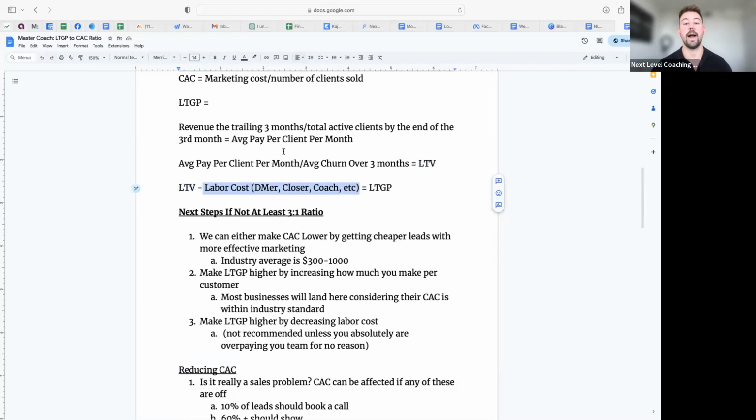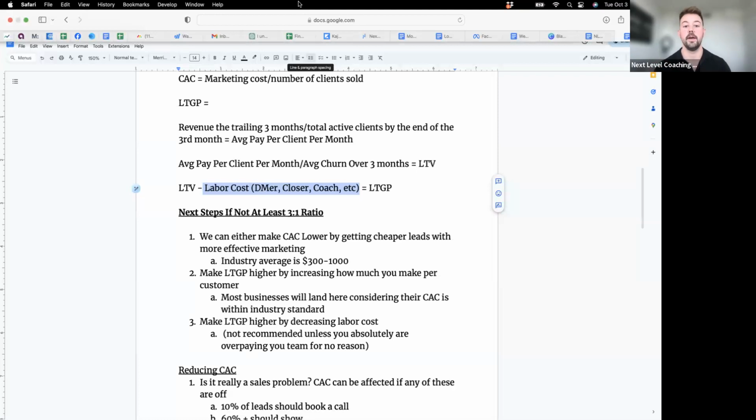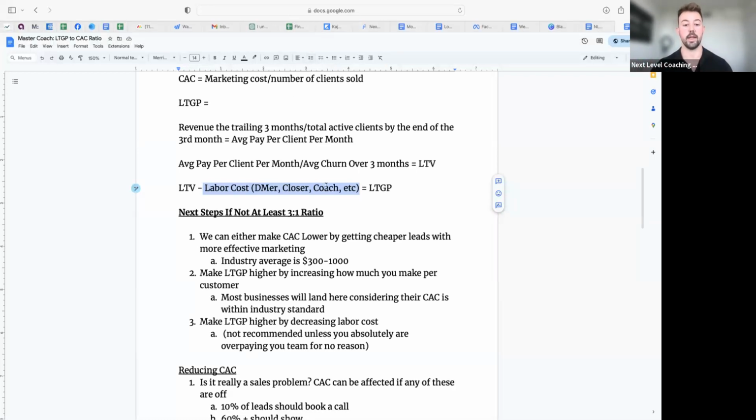All right, so your average labor cost is how much you pay a DMer on average, how much you pay a closer on average, and how much you pay a coach on average per client. So your average DMer commission per client, your average closer commission per client, and then what the coach gets on that average term, right? So if your lifetime gross profit is your 6-month package, how much does your coach get paid for the total of the 6 months is what you would plug in there.